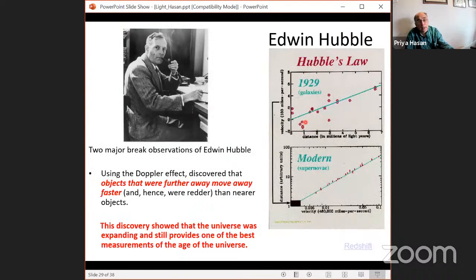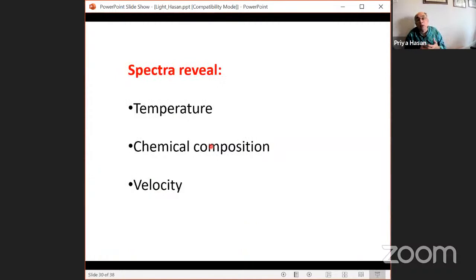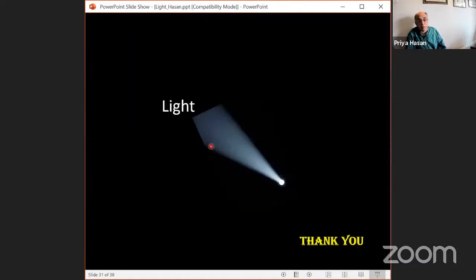Similarly, by looking at the spectra of galaxies, Hubble could study that these galaxies are moving away from us, which gave us the understanding that the universe is expanding. So light has played a very important role for us, not only to understand, it's the only connect between us and the universe, and has given us a tremendous amount of information and understanding of the whole universe. So with this, I will come to an end and take questions if there are any.